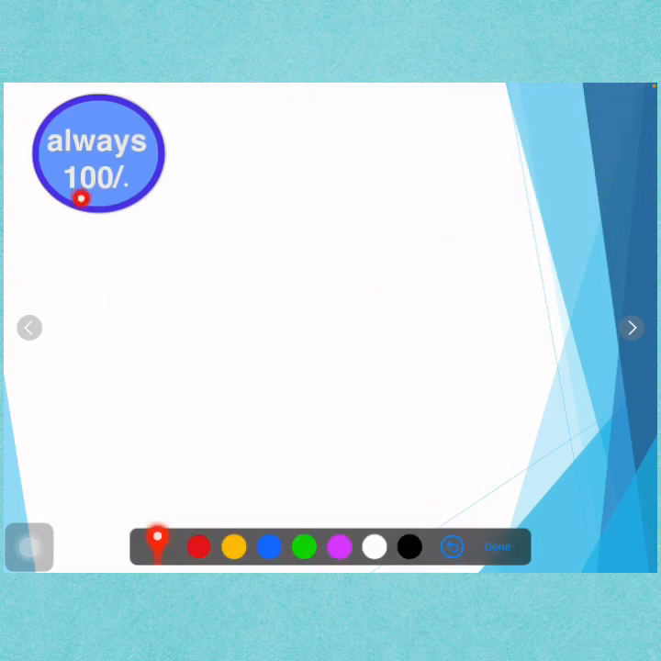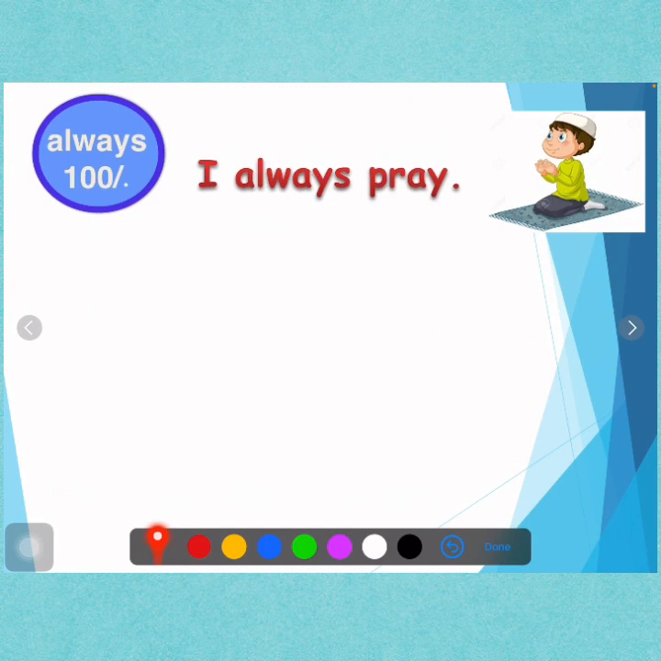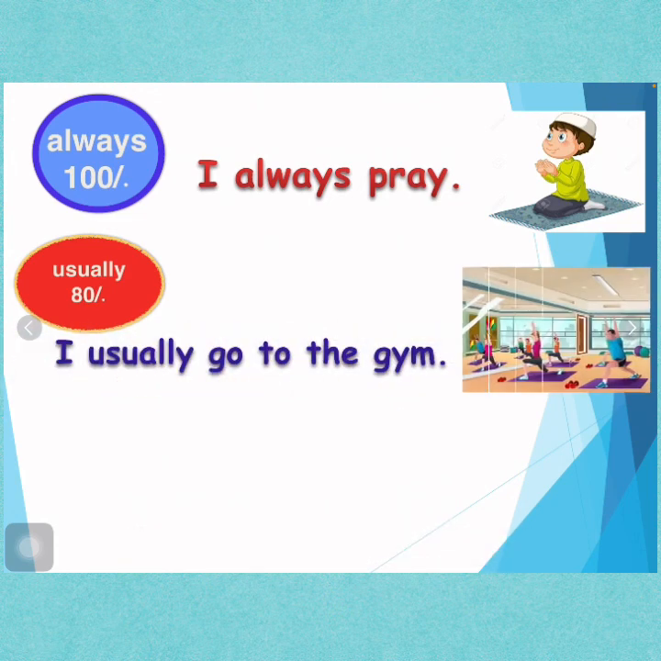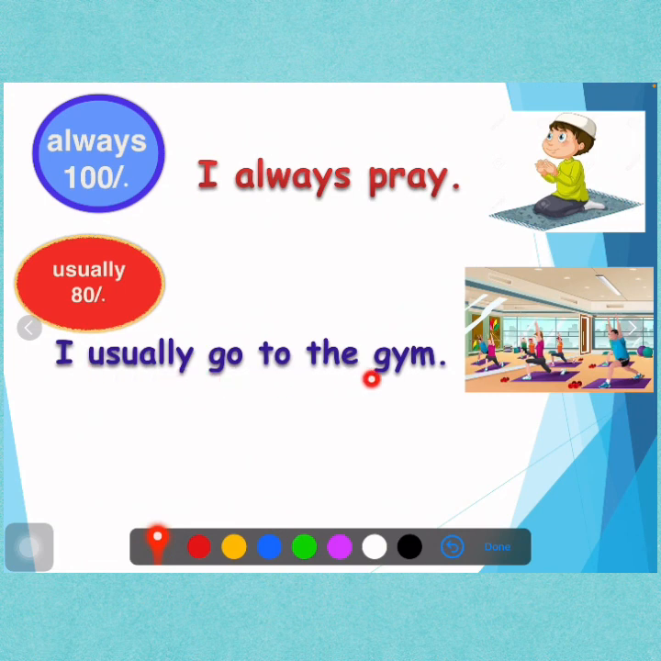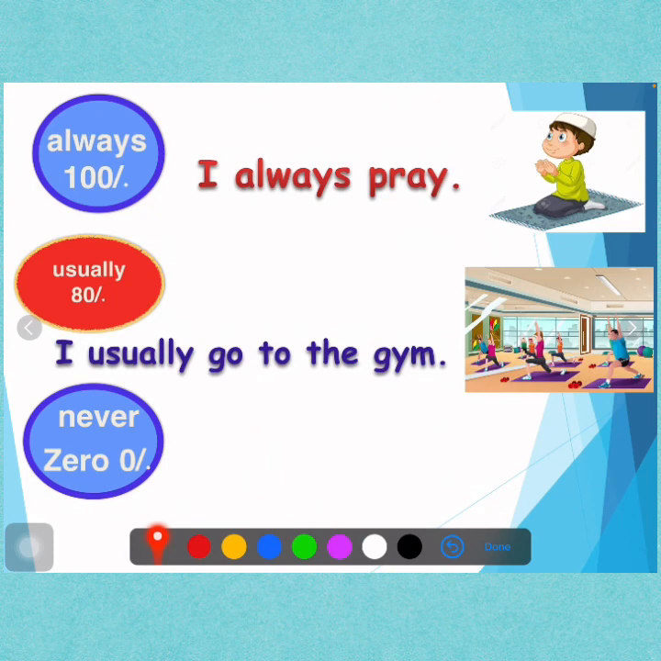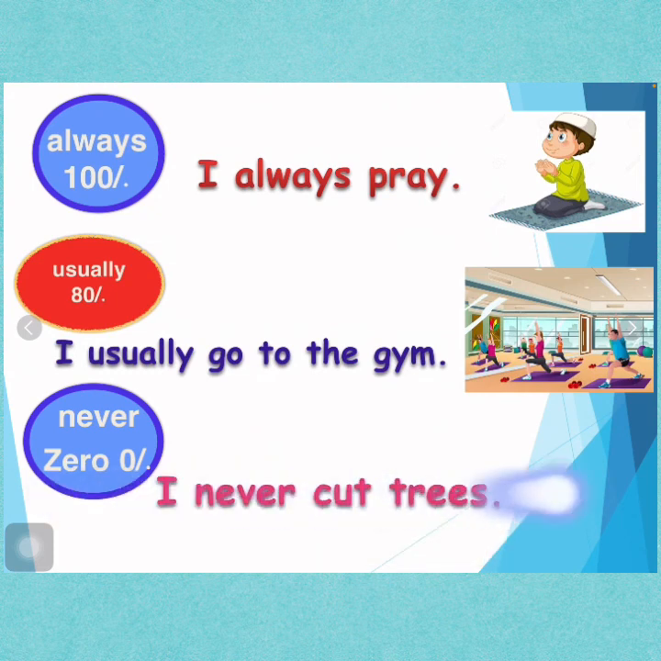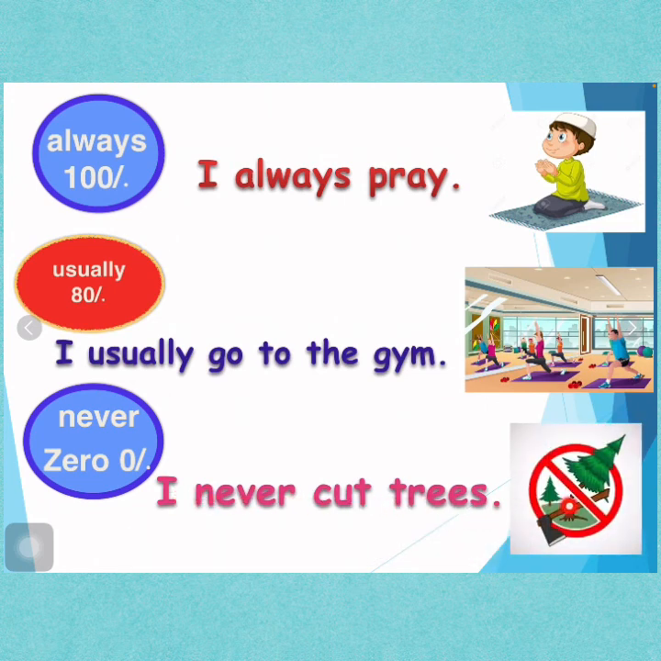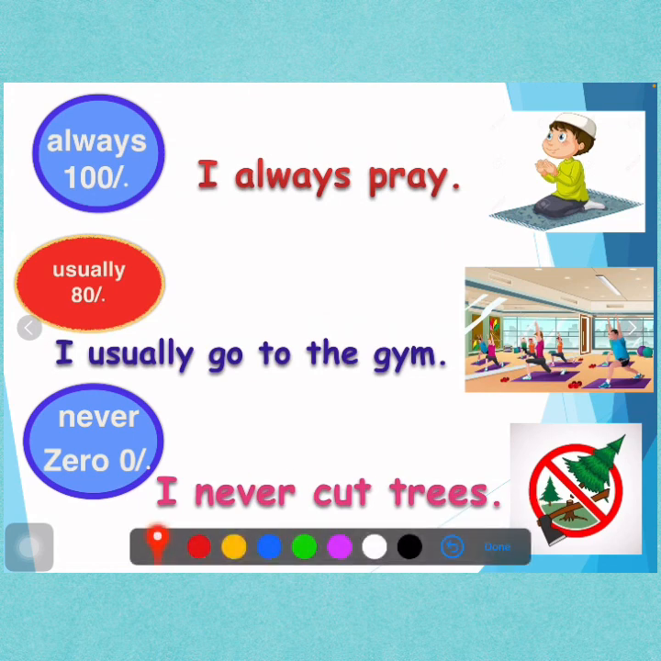Okay, girls, now we are going to learn how to use always. Always means 100%, something that you always do. I always pray. Usually, it's something that you do, but 80%. For example, I usually go to the gym. Never means something that you never do. Like what? I never cut trees. I never play with the matches. I never play in the street.